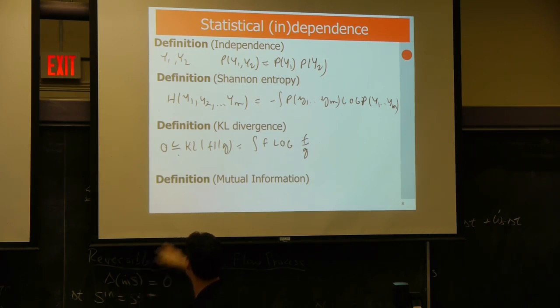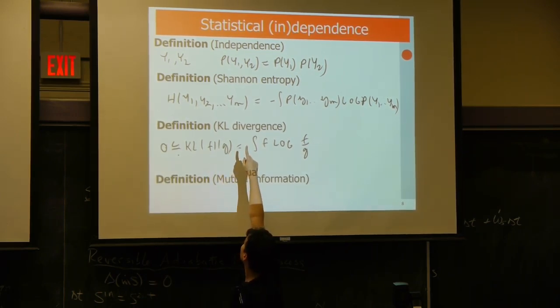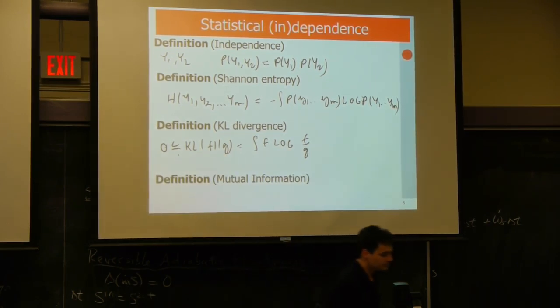Right. So Kullback-Leibler divergence measures how far two densities are from each other. We know that y1 and y2 are independent if and only if the joint is the product of the marginals. So let's measure how far the joint is from the product of the marginals. And that's the mutual information.